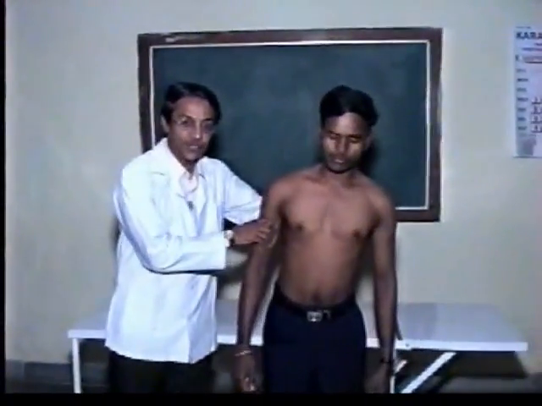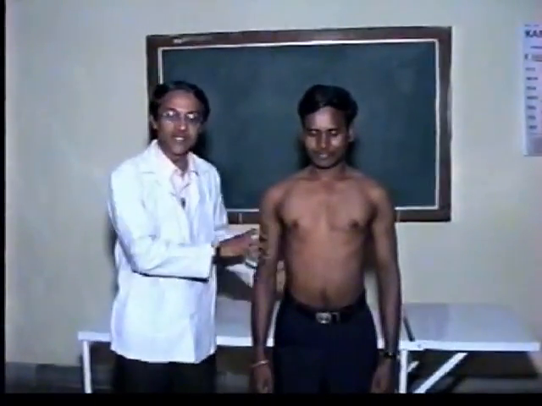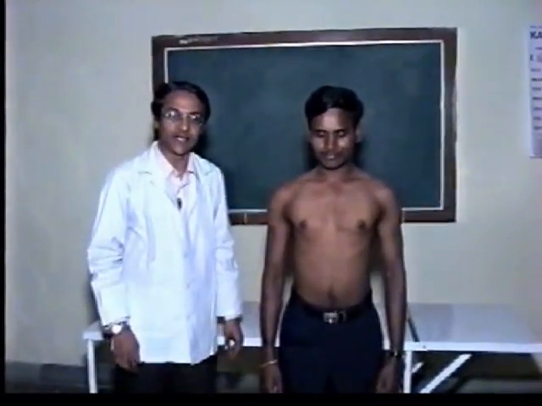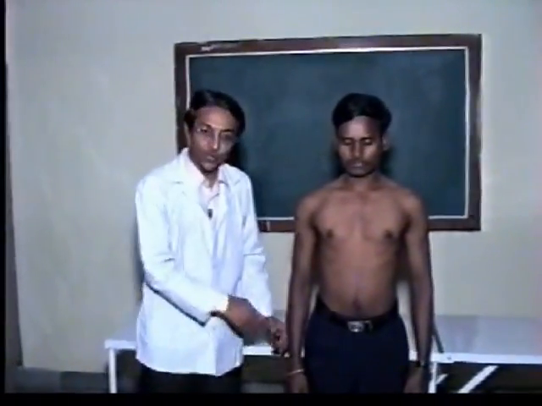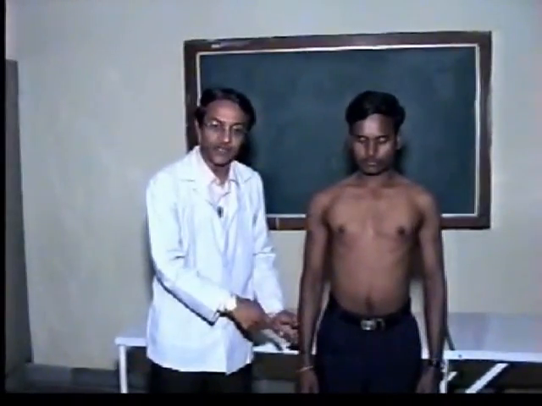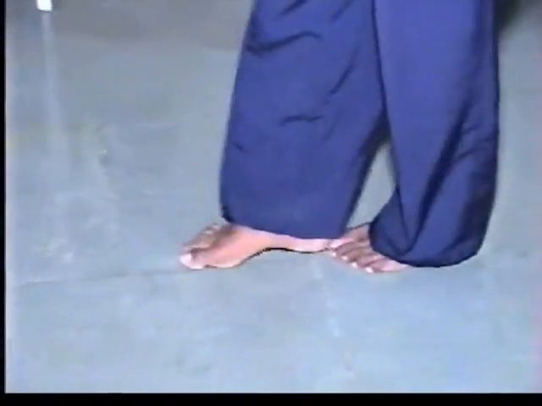Now the last is the Romberg test. The patient has to stand straight and he sways with the closed eyes. It is called a positive Romberg test, which is the typical sign of dorsal column tract damage. So we are doing the coordination test for lower extremities. First is walking in a straight line, first with the open eyes, then with the closed eyes.